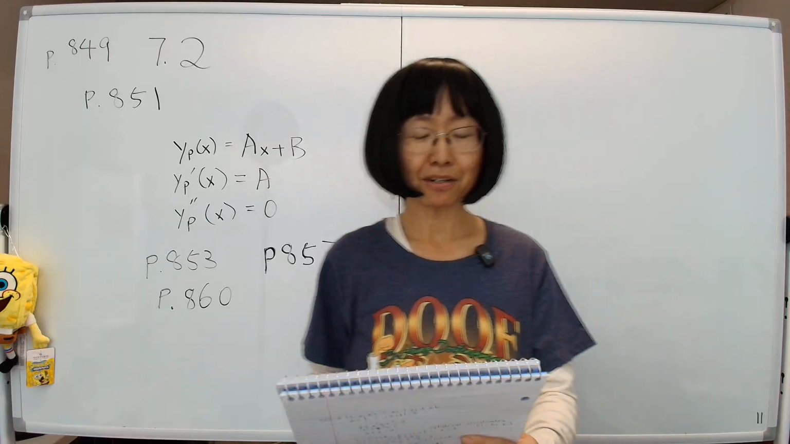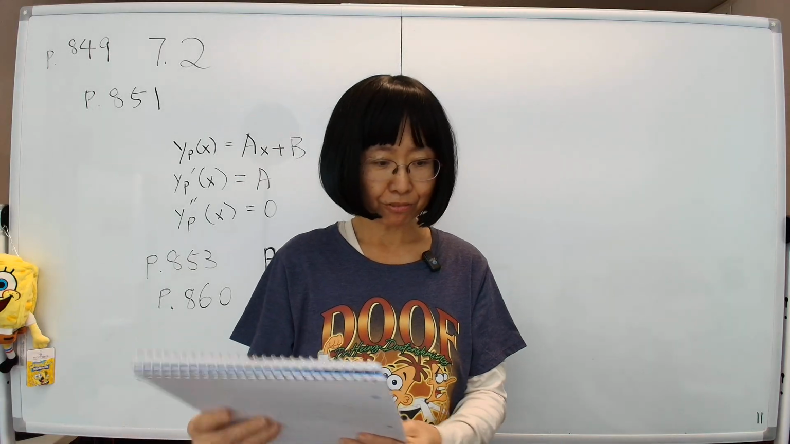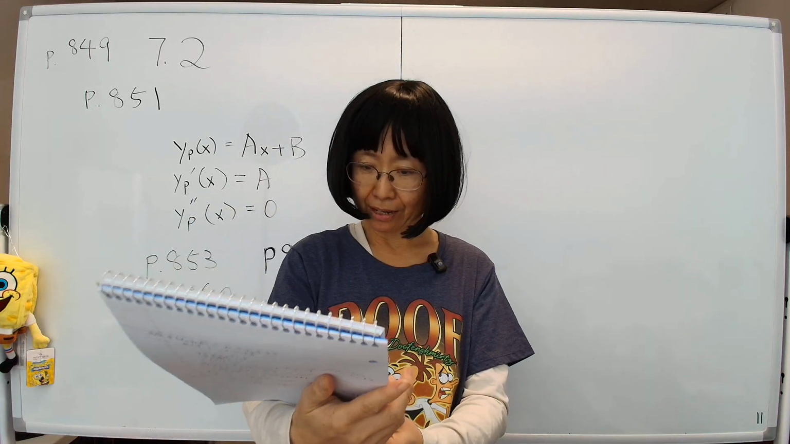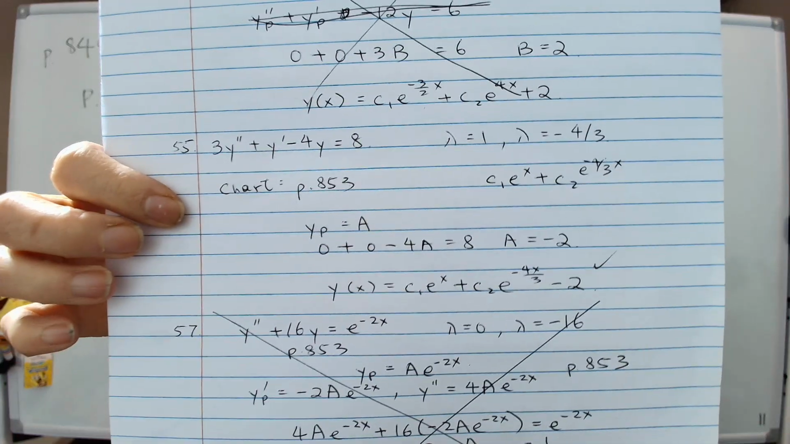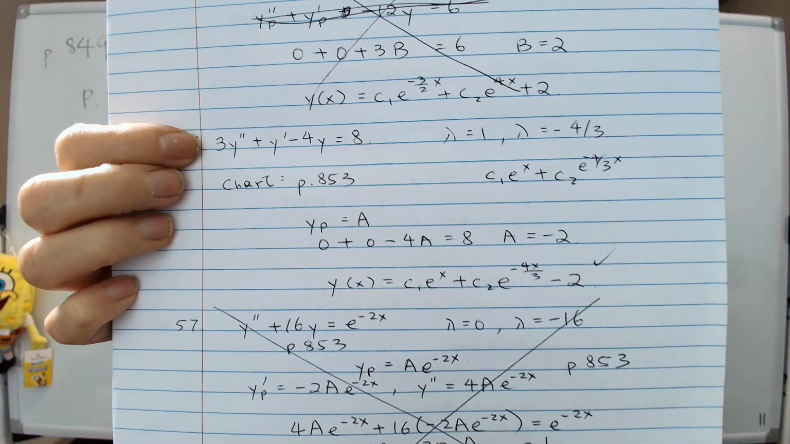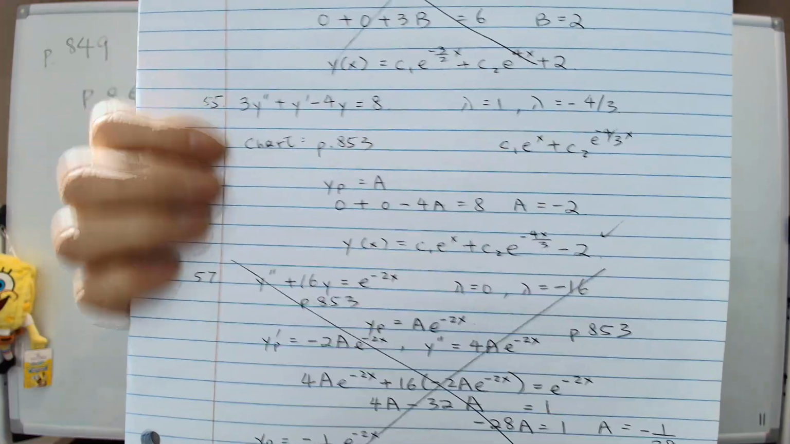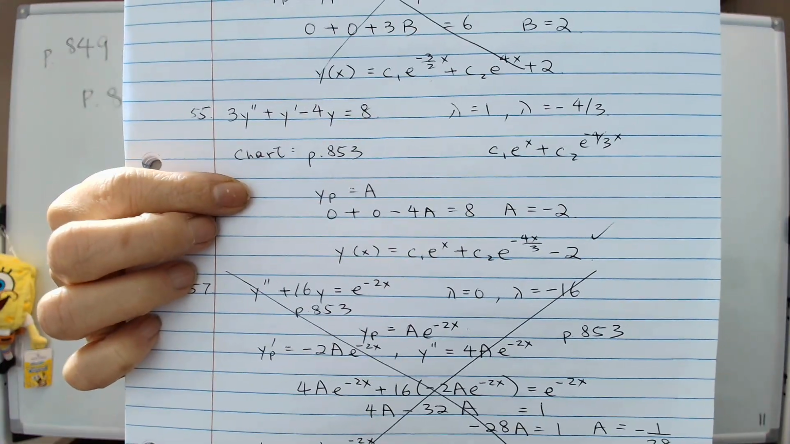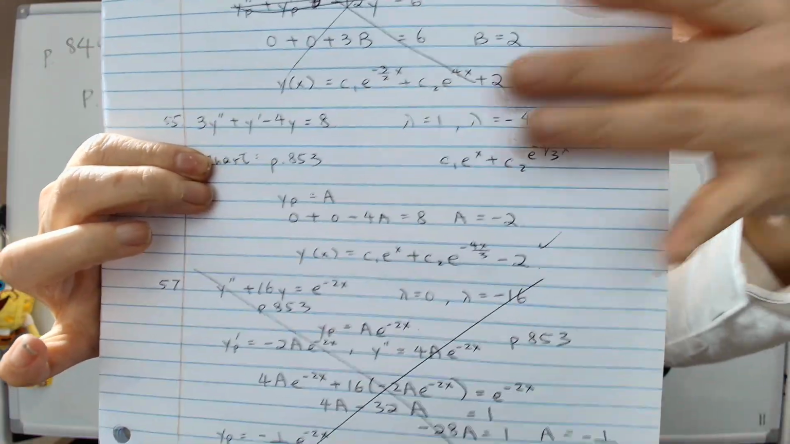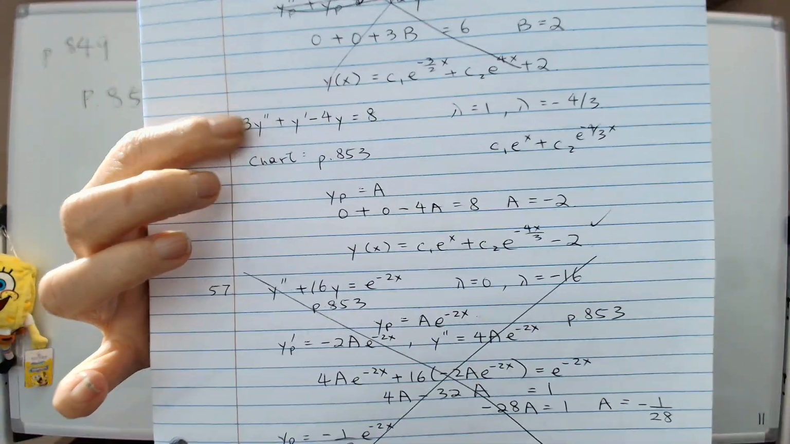Now that you're done with homework, let's talk about them. First, problem 55. Okay, I'm doing this by the chart on page 853. This is, of course, the easier problem that we start with. So yp is, according to the chart, depending on the very last term, which in this case is 8, r of x is just 8.